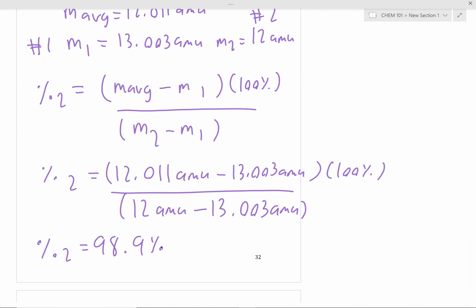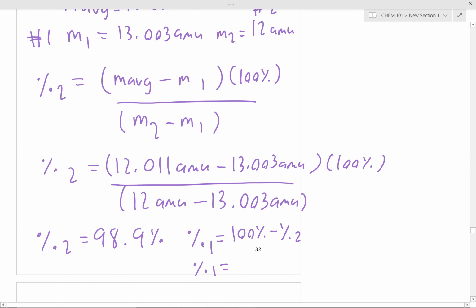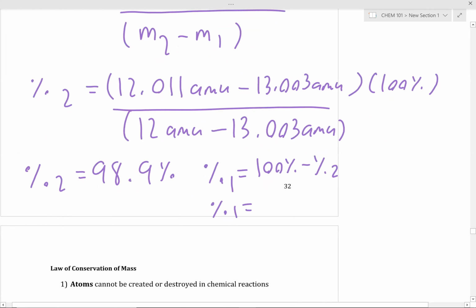Do we need to go through this equation again for isotope 1? No. Is there a simpler way? If we know the percentage of isotope 2 and we know both percentages add to 100, can we calculate the percentage of isotope 1? Yes. So the percentage of isotope 1 is equal to 100% minus the percentage of isotope 2. That gives us the percentage of isotope 1 is equal to 100% minus 98.9%, which gives us a measly percentage of 1.1%.